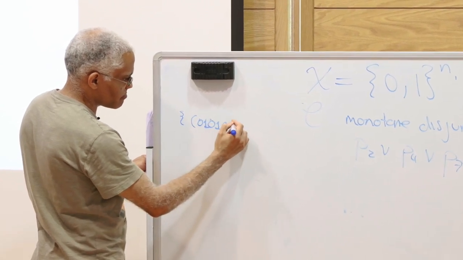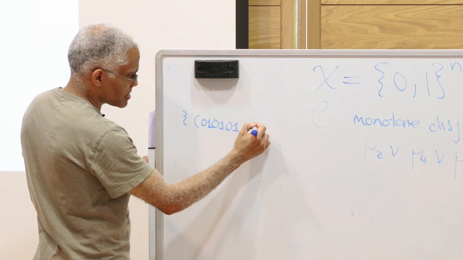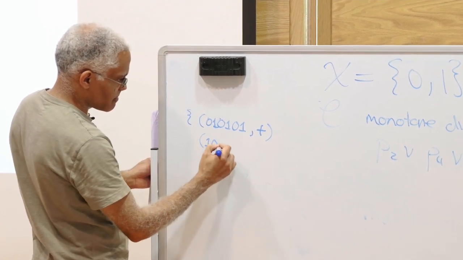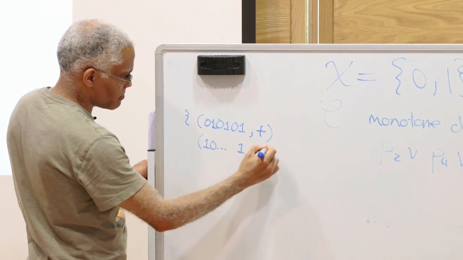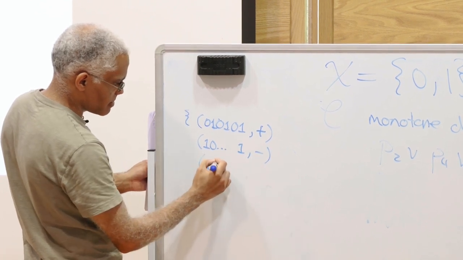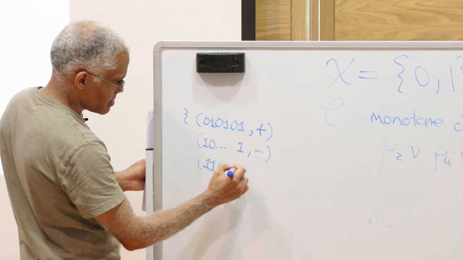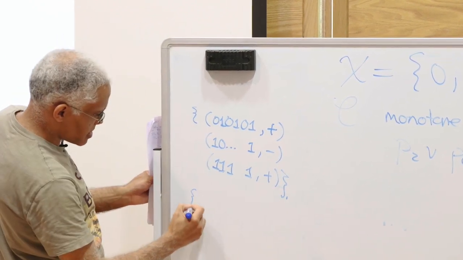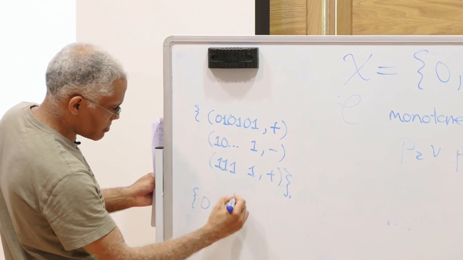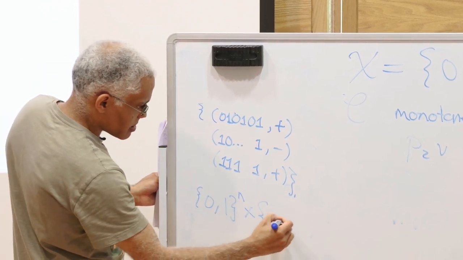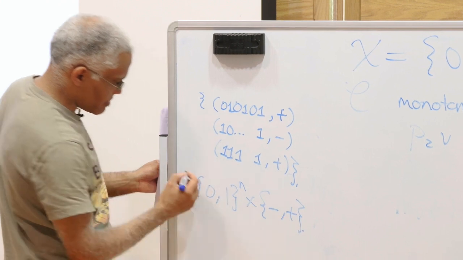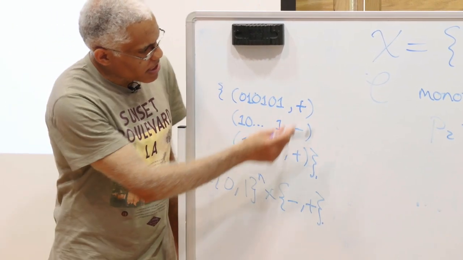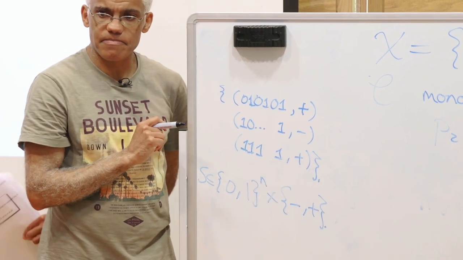It would consist of a bit vector and a label, positive, let's say, and another bit vector, another label, and then another bit vector, and then another label. So where does this sample live? This is a labeled sample of n bit vectors. And the labels we know come from a monotone disjunction.